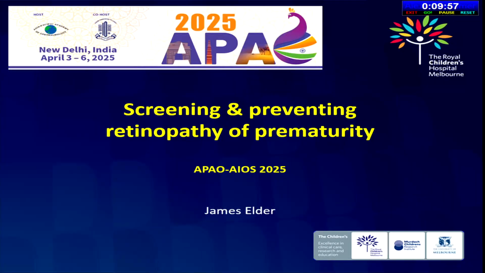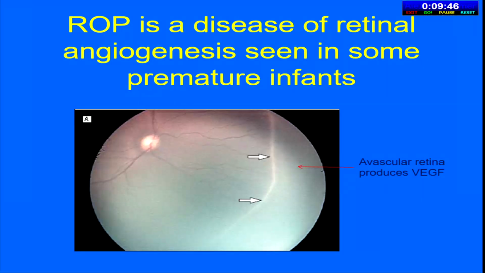Thank you for inviting me to talk in this session. There's sort of a change of pace here because this is more about hospital systems and protocols and things of that nature rather than exactly what the ophthalmologist does. So we all know that ROP is a disease of retinal angiogenesis that's seen in some premature infants. Basically, you can think of it as a VEGF gradient that encourages the growth of blood vessels. And because when children are born premature, their vasculature is immature, we see this problem.